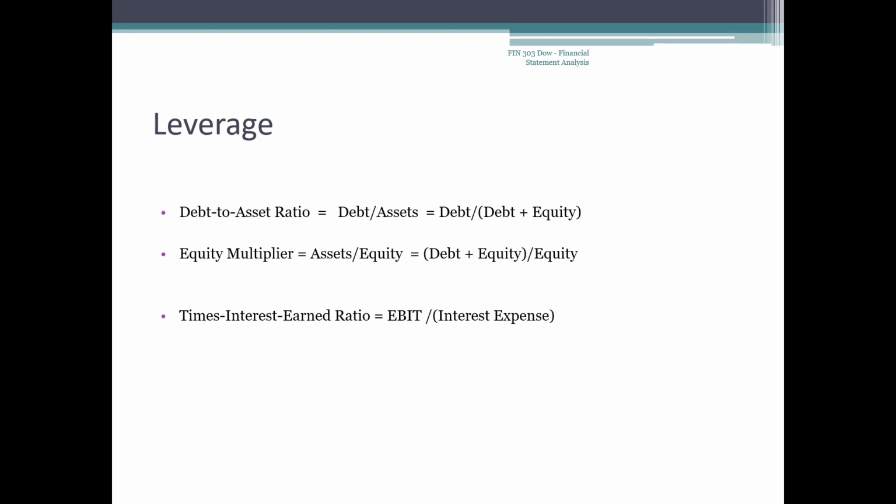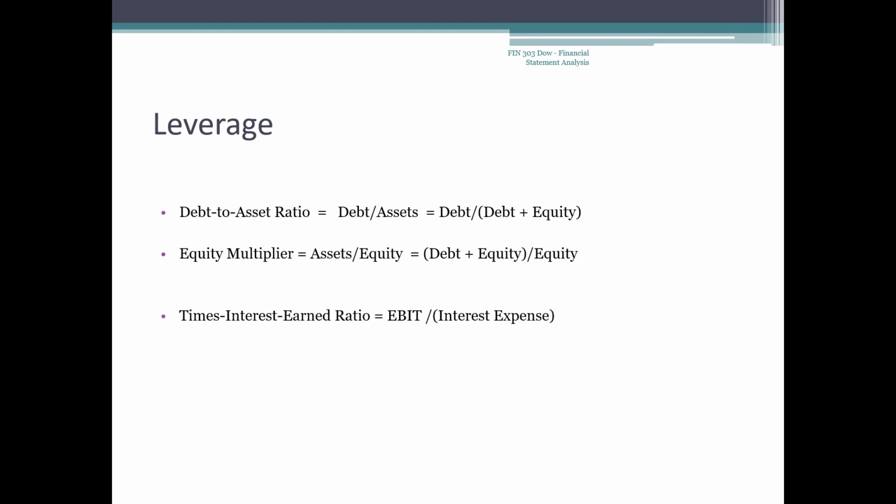A higher number is better since it means that the company has more earnings it can use to make its interest payments. EBIT, earnings before interest and taxes, is used because we want to exclude the interest payments from earnings, since we're trying to see if the earnings can make those interest payments, and exclude taxes, since interest is an expense before taxes.